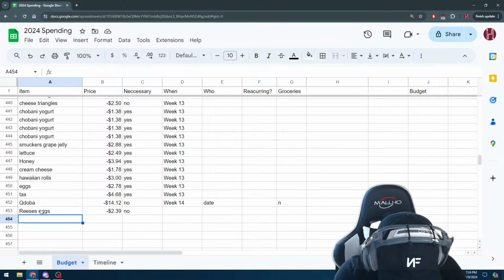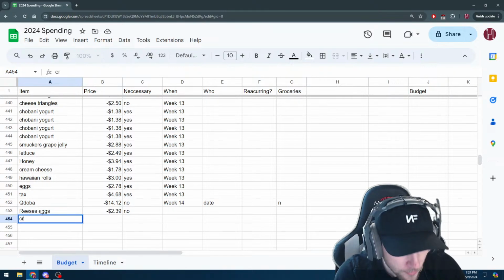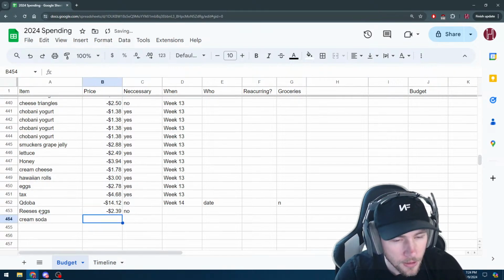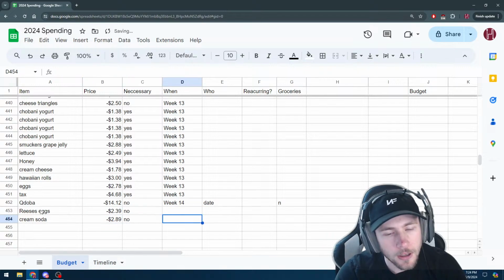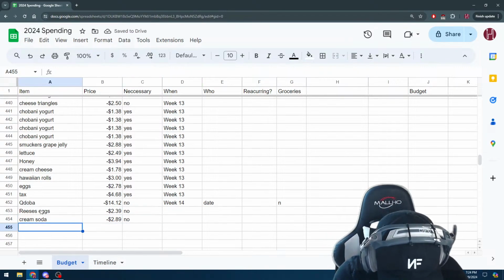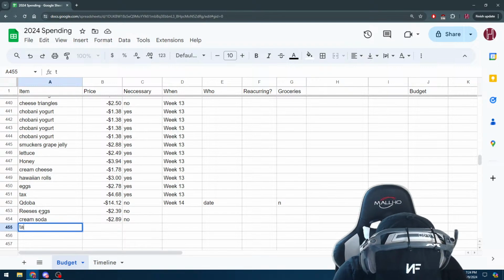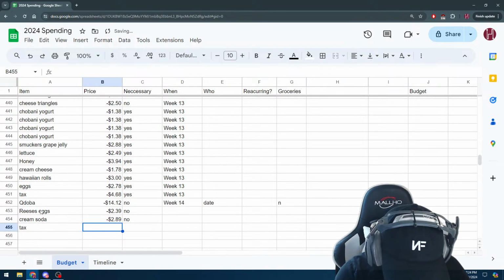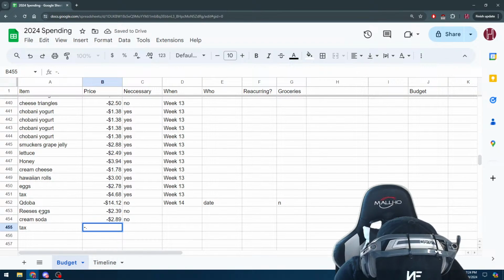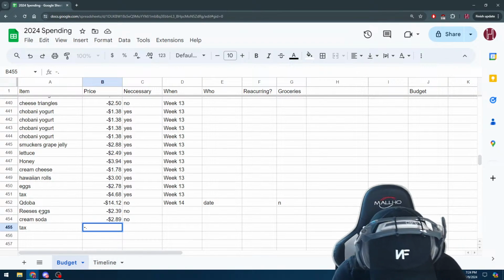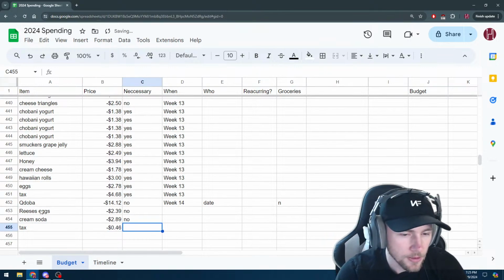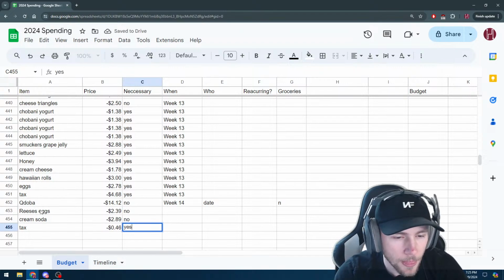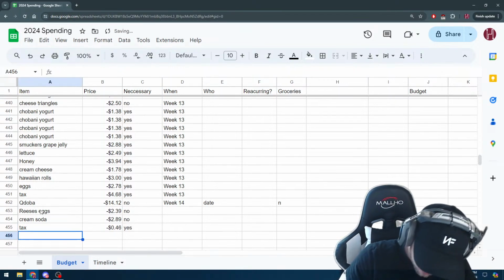Dr. Pepper cream soda. I honestly don't remember drinking this, so not sure. Not sure on that one. We can go ahead and put tax down, 46. So sales tax here is 8.625%, in case you guys are wondering. Tax is always necessary because you don't have a choice.